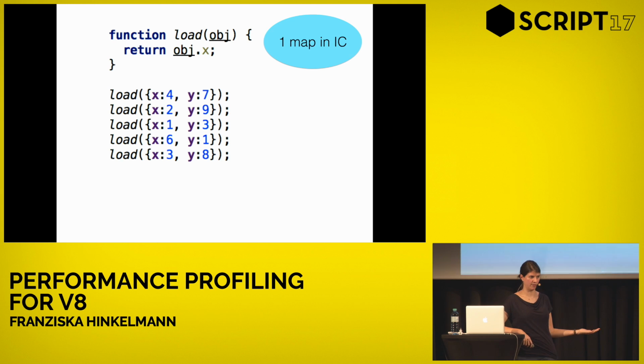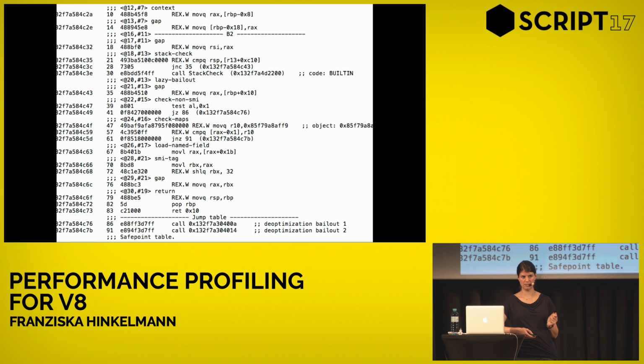So assume I'm calling this function a lot, like I think 3,000 times. That's when the compiler decides this is a hot function, we need to optimize it. And now the optimizing compiler is recompiling the load function using the information in the inline cache. And then this is what you get out. And I think it's super cool. So this is machine code for this optimized load function.